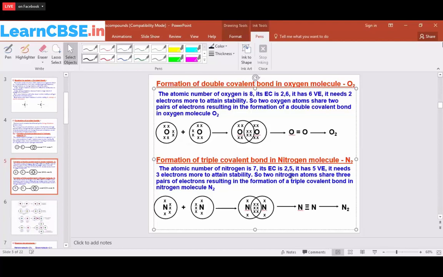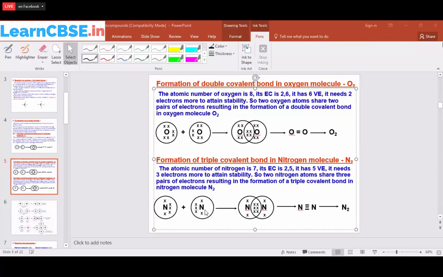So now nitrogen needs 3 more electrons to complete the shell. If nitrogen needs 3 more electrons, it has to share 3 electrons. So 1, 2, 3, 4, 5. It has 5 electrons over here. Out of the 5, the 3 electrons it has to share with the other atom.